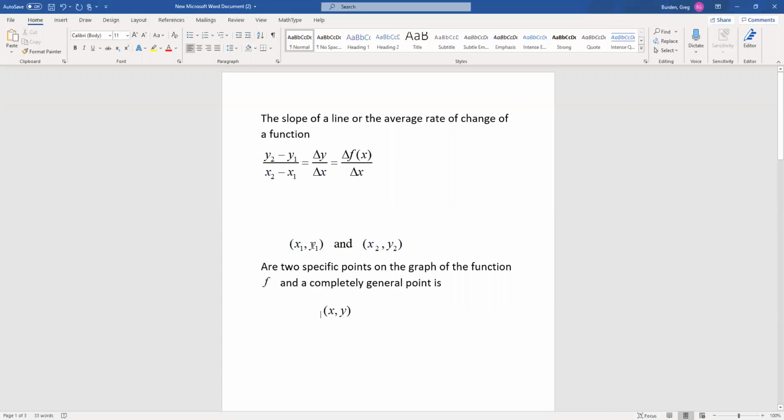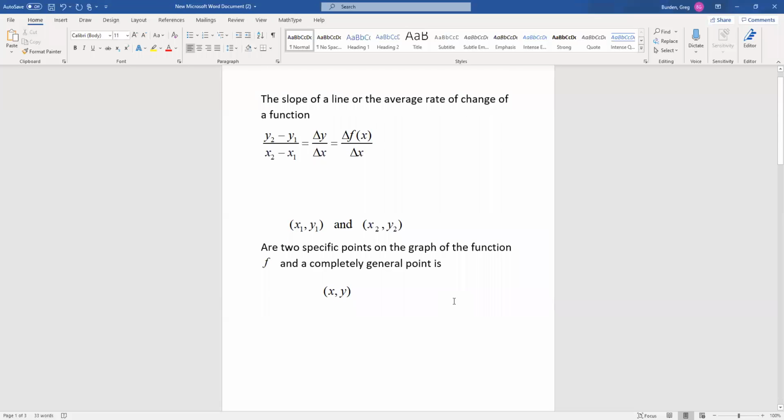Okay, so as mentioned, x sub 1, y sub 1, and x sub 2, y sub 2 are specific points. And just a generic point on a line or on a curve is labeled x, comma, y. So if you were to look at the graph of f, all the different points just have generic labels of x and y.